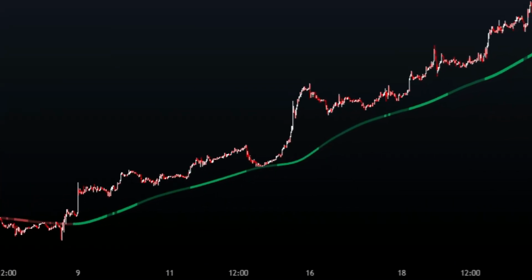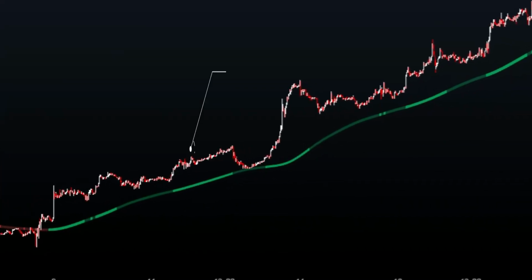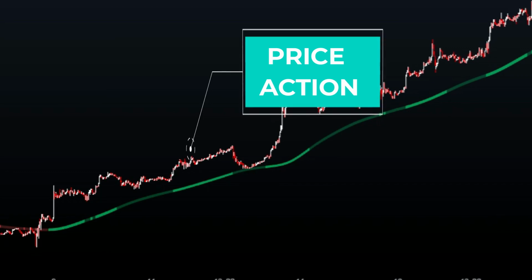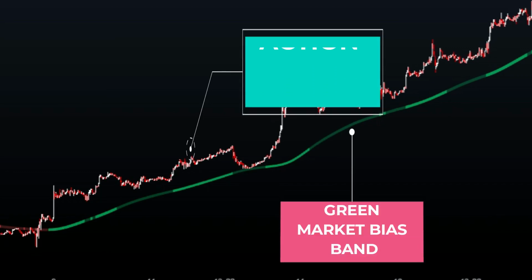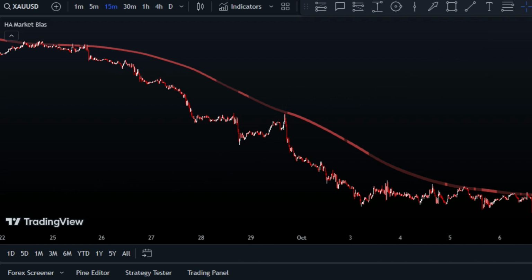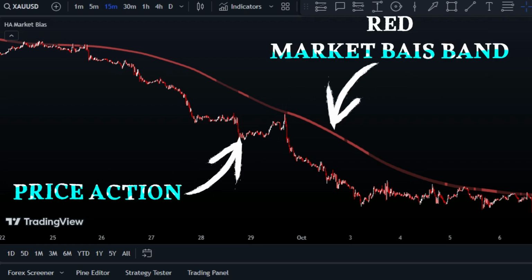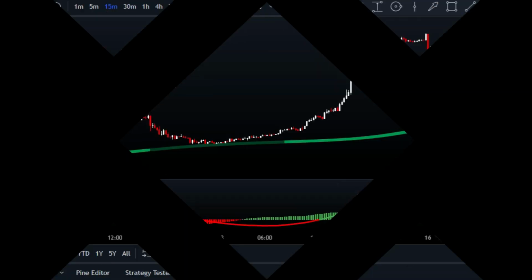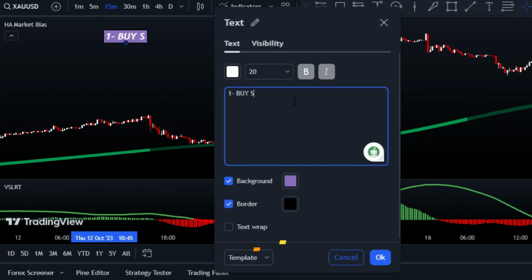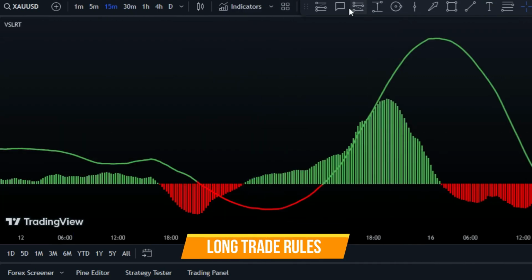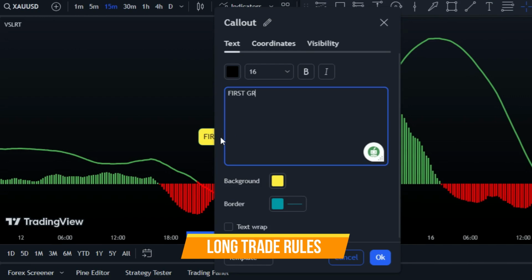Now here's the deal, you just need to check that the price is above the green band of the market bias indicator to confirm a bull market. Likewise, if the price is below the red band, you can spot a bear market. This method makes trading with the trend a breeze. So if you want to buy, you should wait for a VSLRT indicator's green signal.